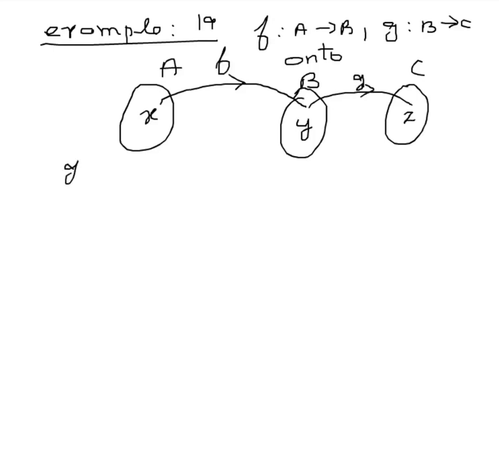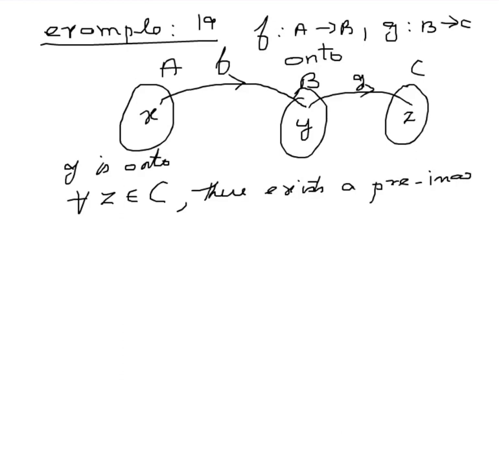G is an onto function. It is given in the question. So the definition of onto function is, for every z belonging to C set, there exists a pre-image y in B set under g function.